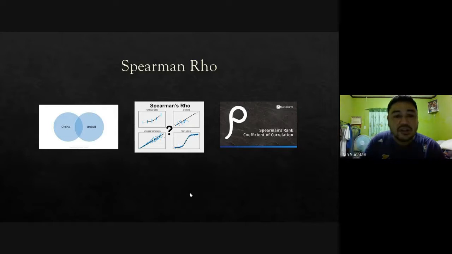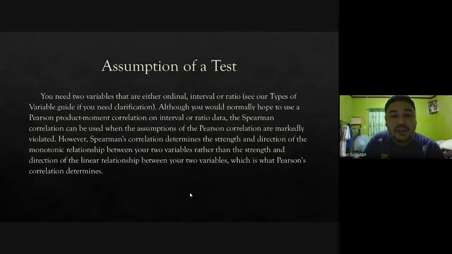To continue our discussion, let's assume the test values for Spearman rho. You need two variables that are either ordinal, interval, or ratio. So it's not scale anymore. When we put our values in SPSS, we are going to assume that it is ordinal, okay?